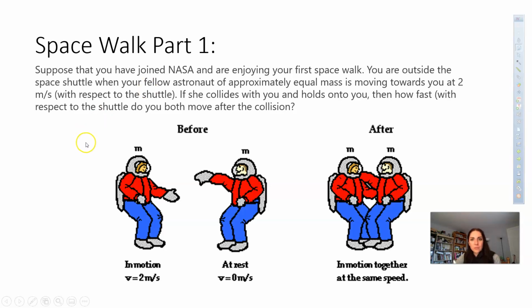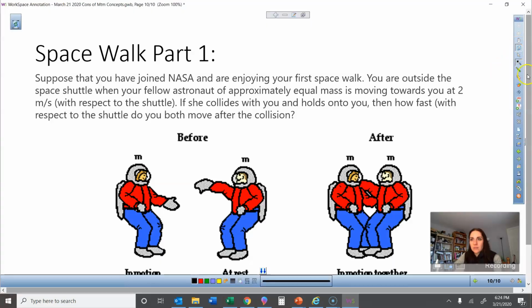Suppose you joined NASA and are enjoying your first spacewalk. You're outside the shuttle when your fellow astronaut, approximately equal in mass, is moving toward you with 2 meters per second. If she collides with you and holds on, then how fast did the 2 of you move after the collision? So you're probably like, oh no, there's no mass. Well, good news.